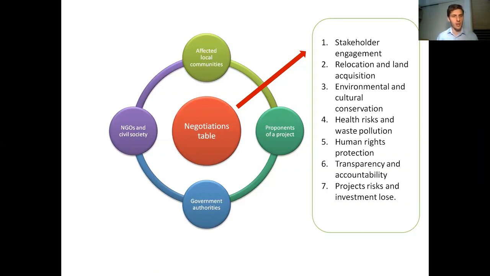So these negotiation tables are like the end goal of the environmental impact assessment procedure in Peru. And as I mentioned before, it has been the key, the pillar to the successful outcomes of all the BRI projects. So the positive outcomes here, as you see in the table to the right: stakeholder engagement, identification, relocation, land acquisition, those procedures are clearly outlined as to who is going to be responsible. Environmental and cultural aspects are going to be preserved and protected. The health risk and waste pollution are going to be discussed.